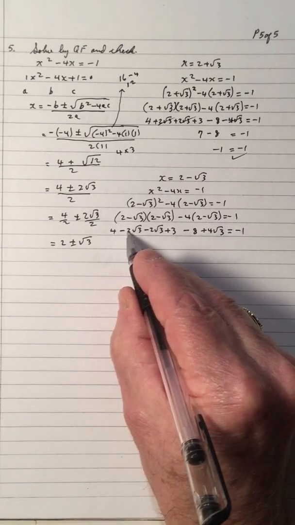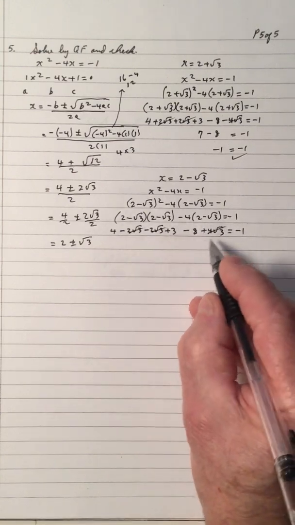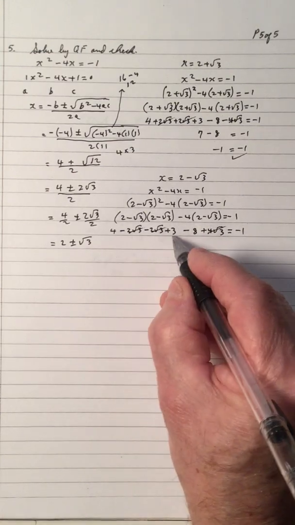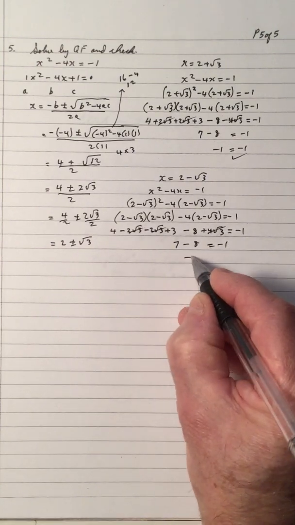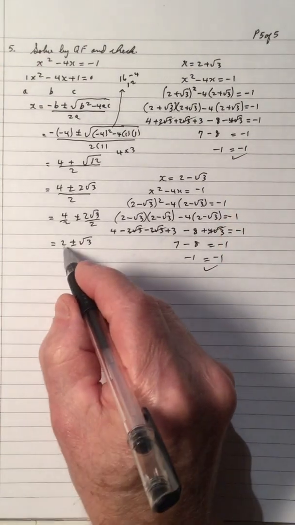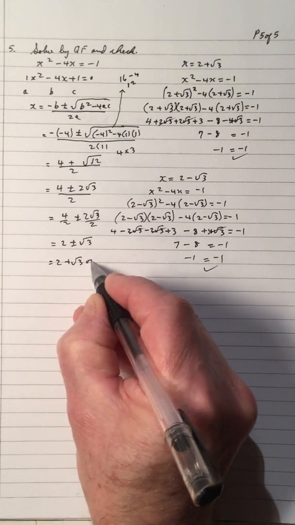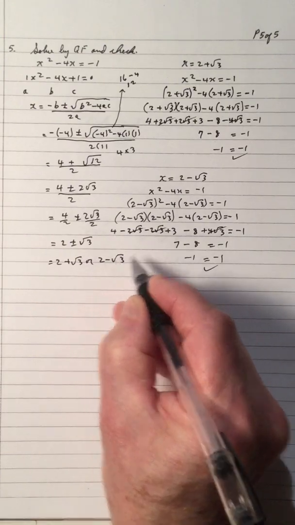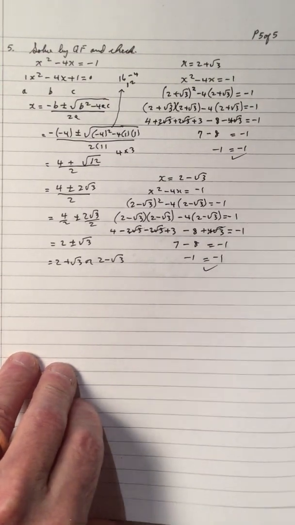And that's negative 2 root 3, negative 2 root 3. They cancel to give me 0. And 4 plus 3 is 7 minus 8. Negative 1 equals negative 1. So that's true and that's true. So therefore, the roots are 2 plus root 3 or 2 minus root 3. So that's, again, more practice on the quadratic formula.